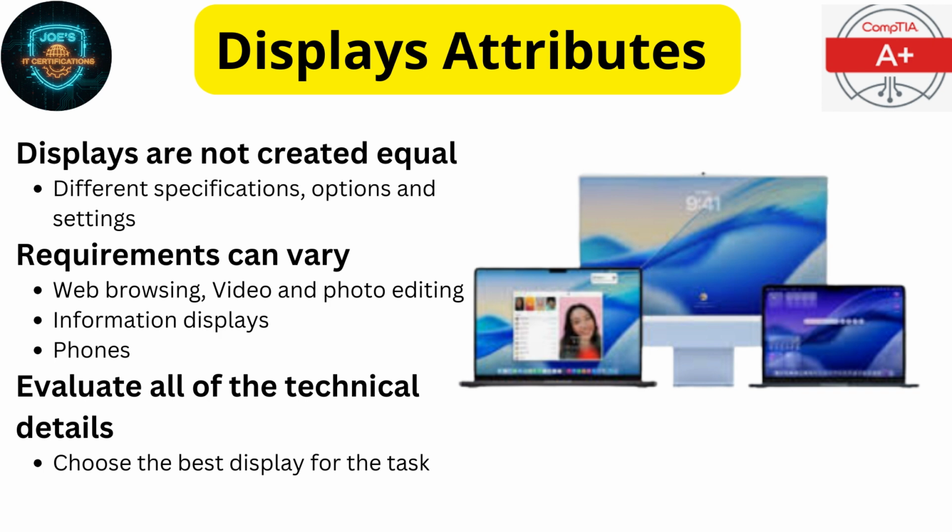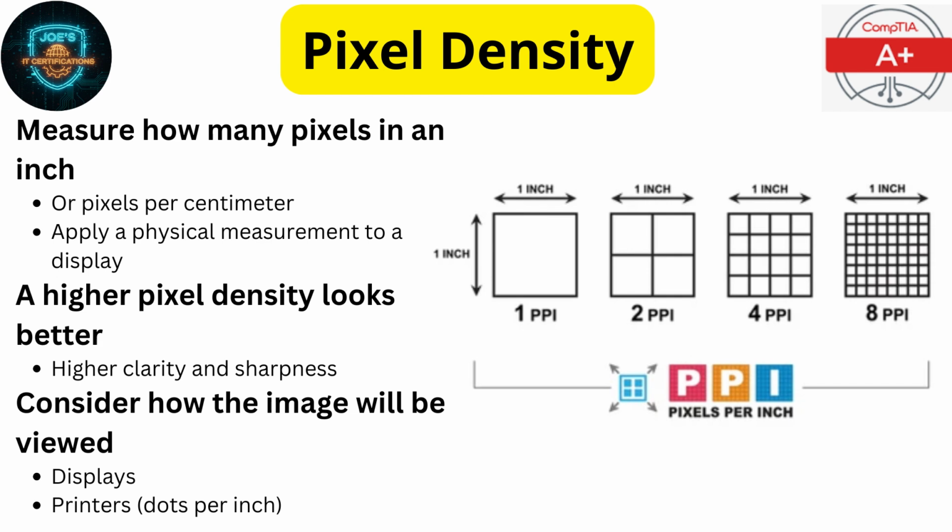One technical specification we may want to pay attention to is the pixel density. This tells us how many pixels are contained within 1 inch of that display area. If you're in a different part of the world, this might be the number of pixels per centimeter. This allows us to put a physical number on the clarity of this particular display.